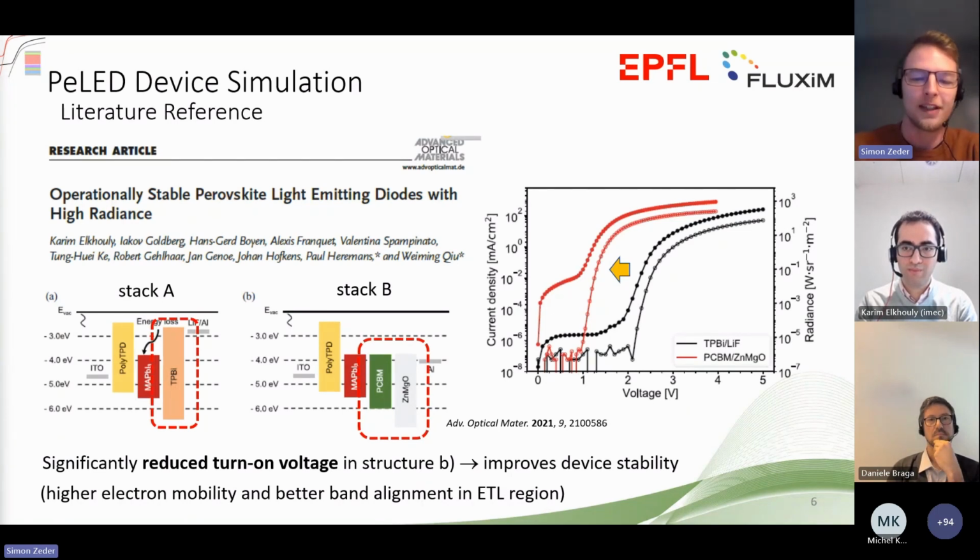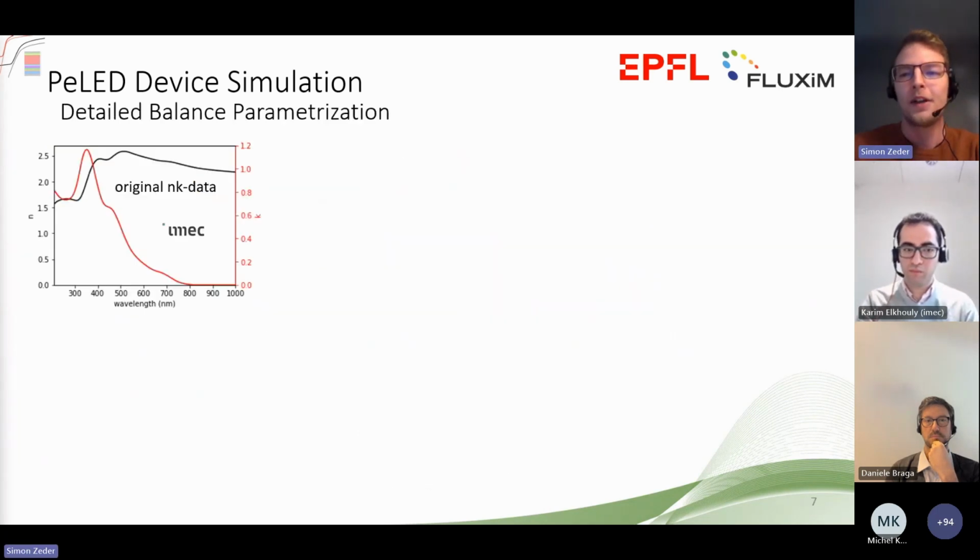So really not OLEDs, but PeLEDs, where they showed two different architectures, where one showed a much reduced turn-on voltage and hence largely improved operational stability. And we were interested in how this works internally and how much of an impact photon recycling has on these device characteristics. So the first step was to calibrate our optical model.